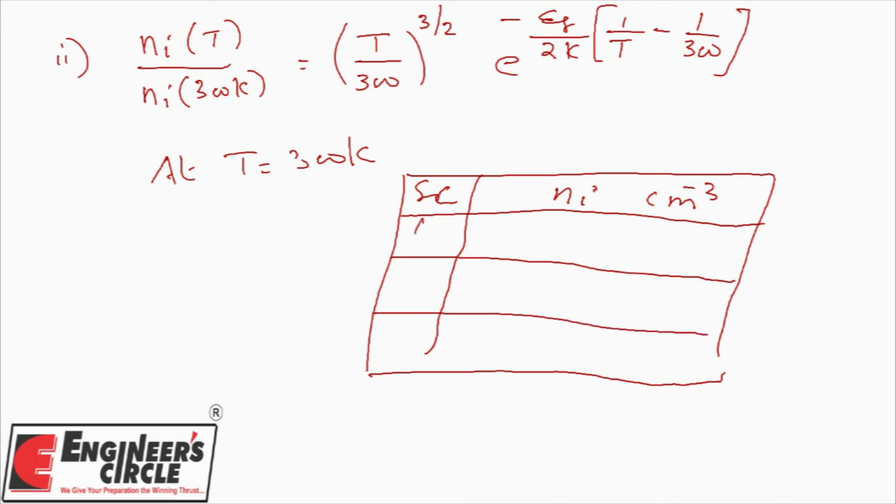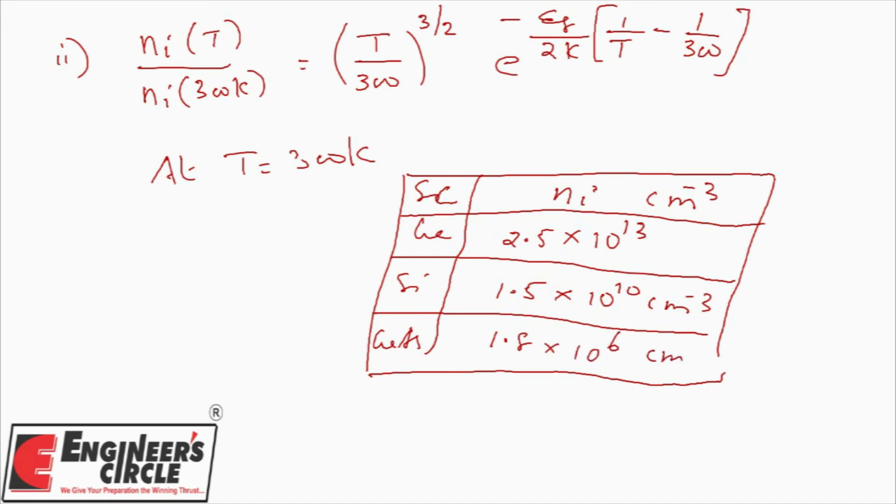So we have germanium, silicon, gallium arsenide. For germanium, it is 2.5 multiplied by 10 to the power of 13 centimeter raised to minus 3. For silicon it is 1.5 multiplied by 10 to the power of 10 centimeter raised to minus 3, and for gallium arsenide it is 1.8 multiplied by 10 to the power of 6 centimeter raised to minus 3. So you can see that the quantity Ni is a function of band gap as well as temperature. Okay, so these are the values for different types of semiconductor.